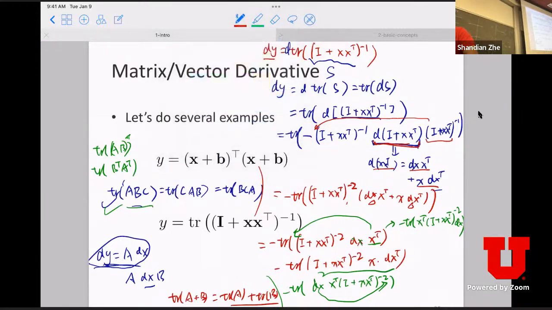So we end up with minus trace of x transpose I plus x transpose minus 2 dx. Okay. So now let us look at these two terms.